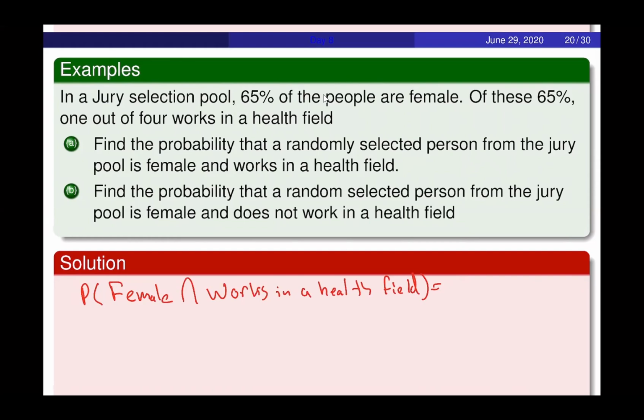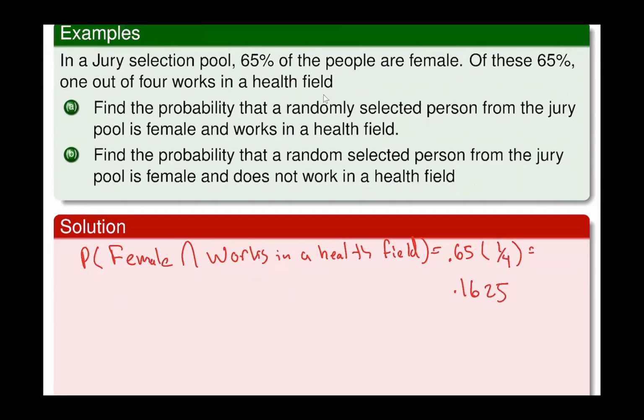All right. For this one, what percentage are female? 65? Yeah, 0.65. If you look at it, it says of these 65%, one out of four work in the health field. So they're giving us a conditional, because it's telling us we already know they're female. Of these 65% female, we know one out of four work in the health field. So how many female work in the health field? You would say one out of four, or 0.25. So 0.65 times 1 out of 4 gives us 0.1625. And that would be it for A.